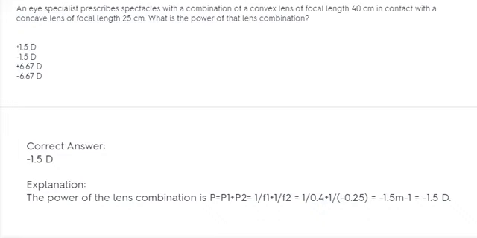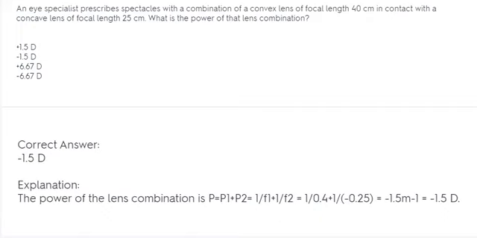Correct answer. Minus 1.5D. Explanation. The power of the lens combination is P equals P1 plus P2 equals 1/f1 plus 1/f2 equals 1/0.4 plus 1/(-0.25) equals minus 1.5 m^-1 equals minus 1.5D.